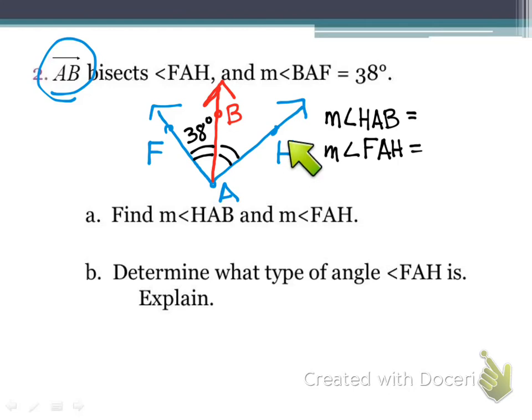Okay, so let's start with HAB. Anyone have a guess for angle HAB? Yes, ma'am. It'd be 38 degrees. We know since AB is the bisector that the two smaller angles should be the same. So if the one on the left is 38 degrees, the FAB, then the HAB is also 38 degrees.